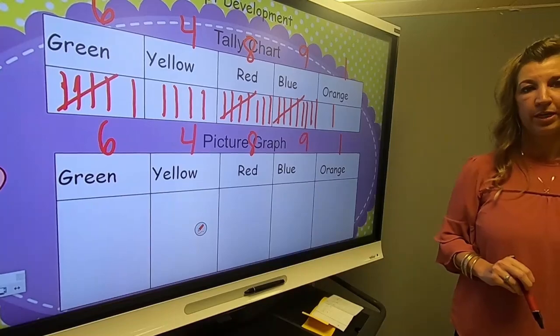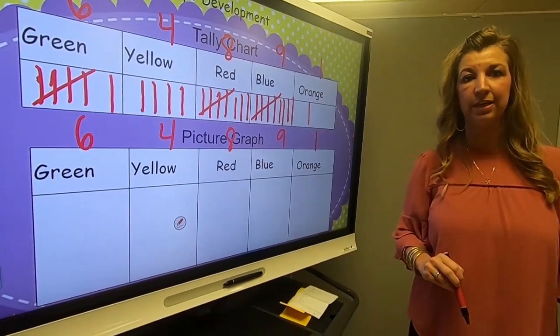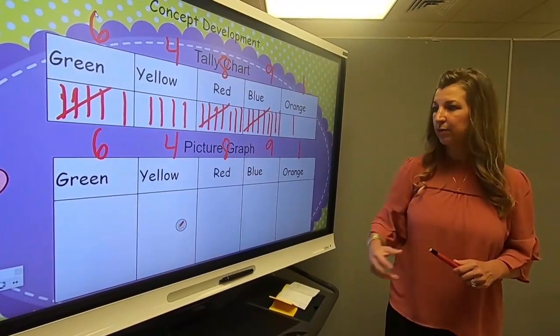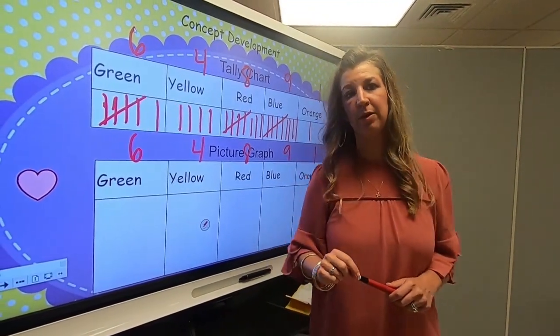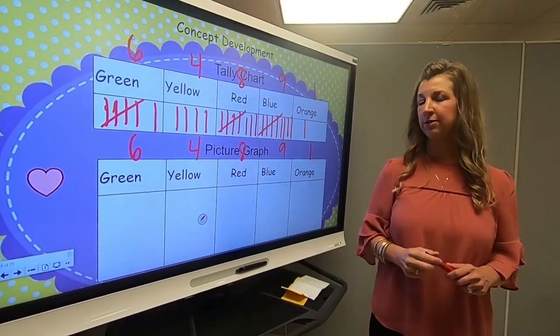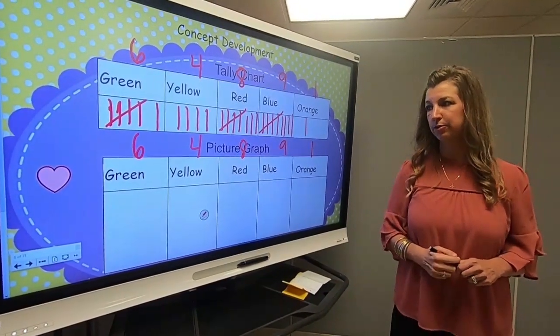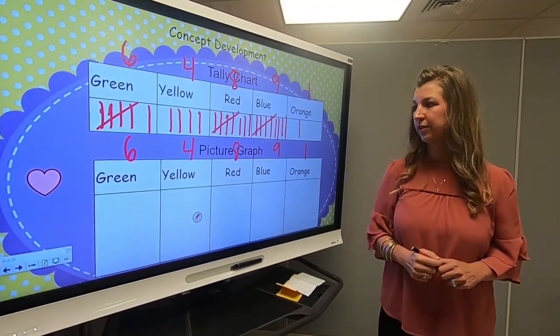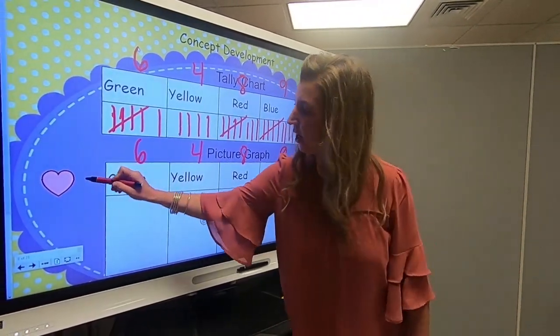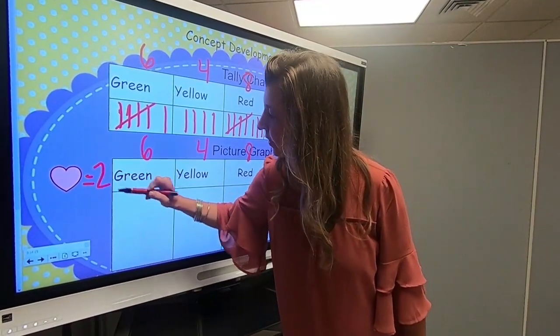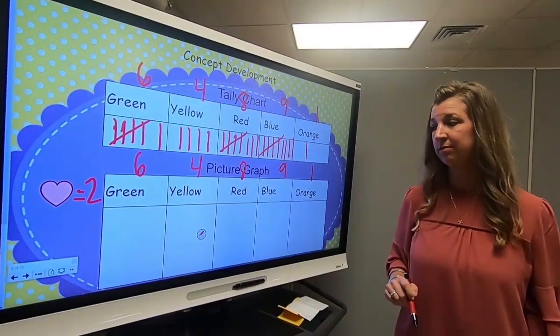Now, it's important in a picture graph to always look at the key or to make a key. Here, we're going to use a heart for votes. Sometimes a heart can represent only 1 vote. Sometimes it can represent multiple votes, like 2, 3, 4, 5, whatever you decide. So we're going to say that our heart represents 2 votes because it'll take us less time.